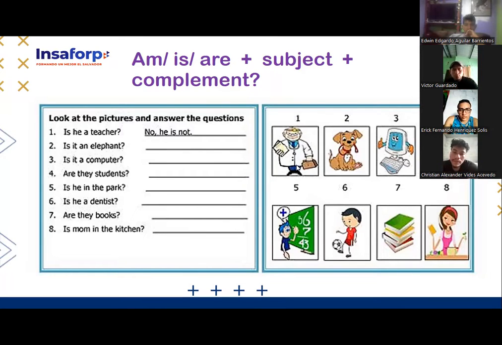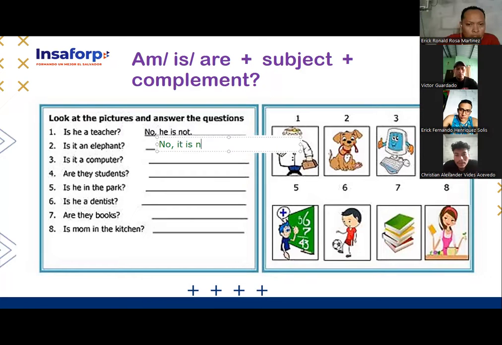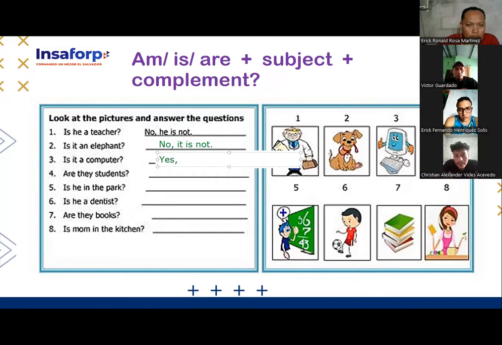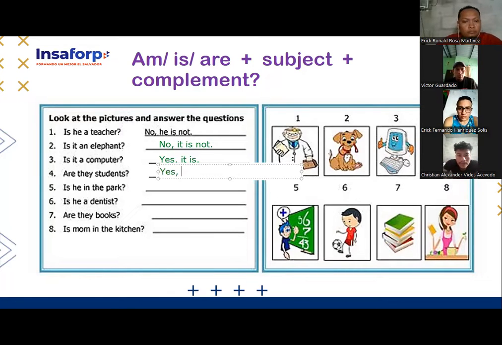Is he a teacher? No, he's not. He's a doctor, right? He's a doctor. Okay, help me with number two. Is it an elephant? No, it isn't. Uh-huh. Okay. Number three. Is it a computer? Yes, it is. Okay, number four. Are they students? Yes, they are. Okay. Yes, number five.